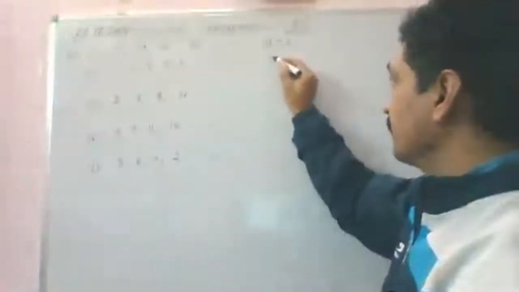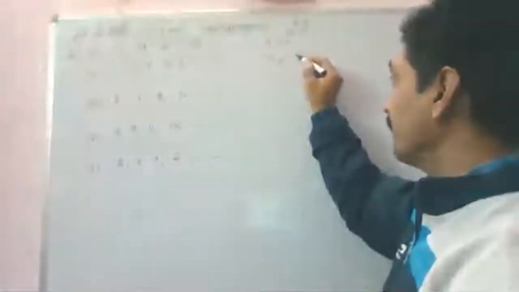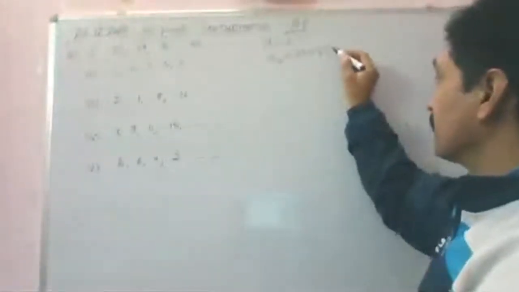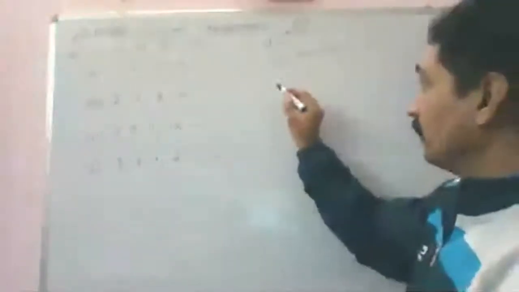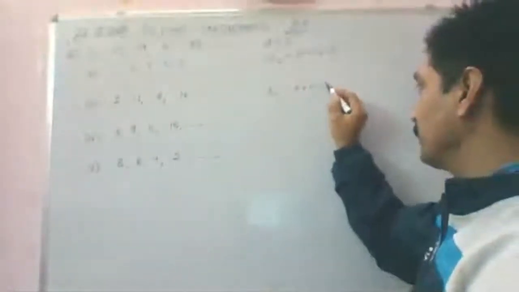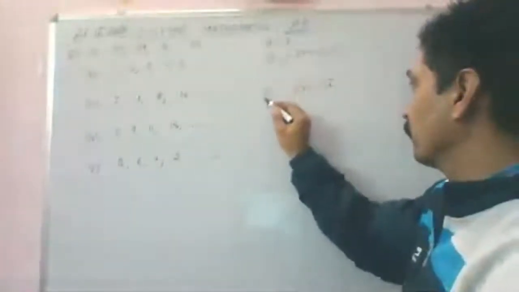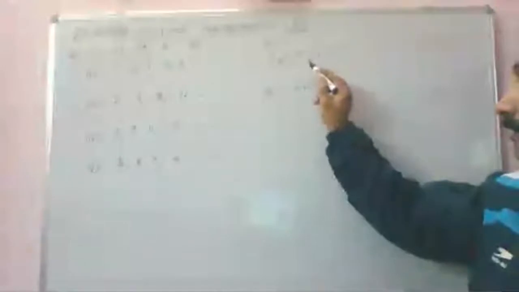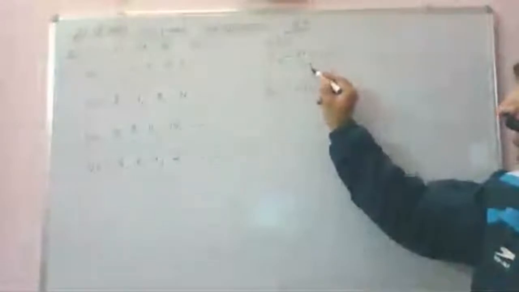So what is A7 in this case? A7 is equal to A plus 6D, and D is 2. Why? Because the formula is AN equals A plus N minus 1 into D. For all the questions on terms of an AP, we will use this formula. Here 6 times 2 is 12, so 27 plus 12 is 39. A7 is equal to 39.